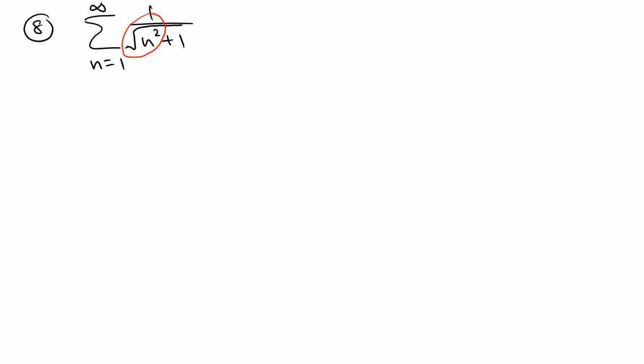We can look at the simple version of this one, considering only the dominating terms from the numerator and the denominator. So we can compare this with the sum from n equals 1 to infinity of 1 over the square root of n squared. That means your comparison series simply would be 1 over n. That's a p series.